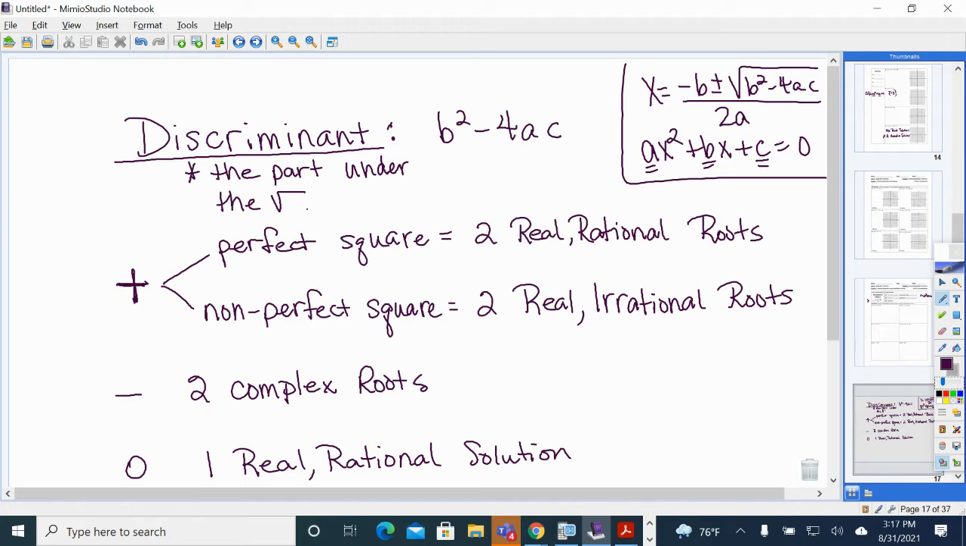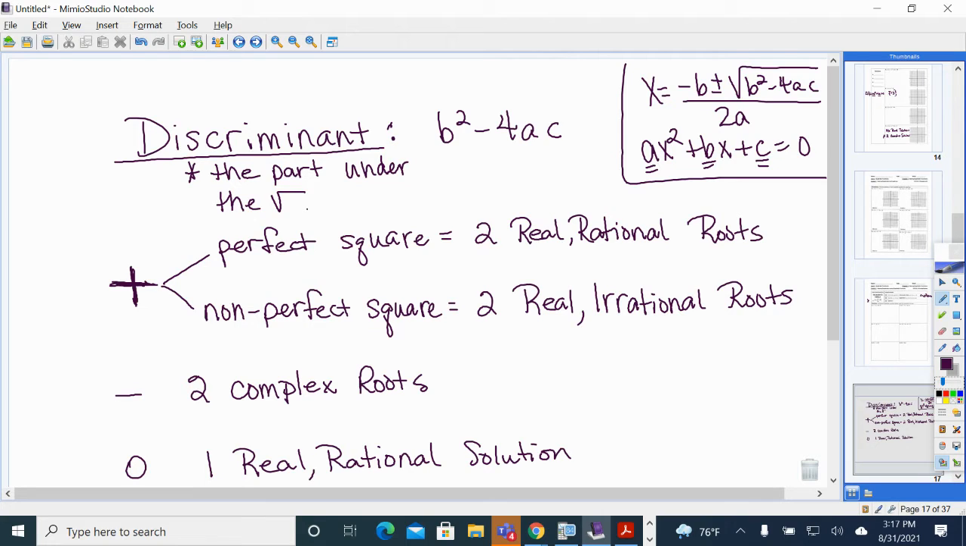If the discriminant is positive, so see my plus here. If the discriminant is positive, two different things can happen depending on whether it is a perfect square or a non-perfect square. If it's a perfect square and it's positive, you will have two real rational roots. So they'll be what I call somewhat pretty. They might be fractions, they might be whole numbers, but they're going to be rational.